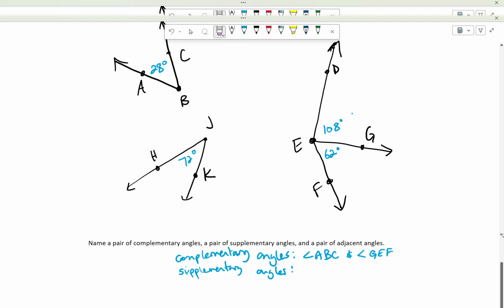So it doesn't give us the supplementary angle that we're looking for, right? But 108 plus 72, that, right? So this guy and this guy will give us the supplementary relationship. So we're going to name those. We have angle DEG and angle HJK. All right. And then last but not least, we have our adjacent angles.